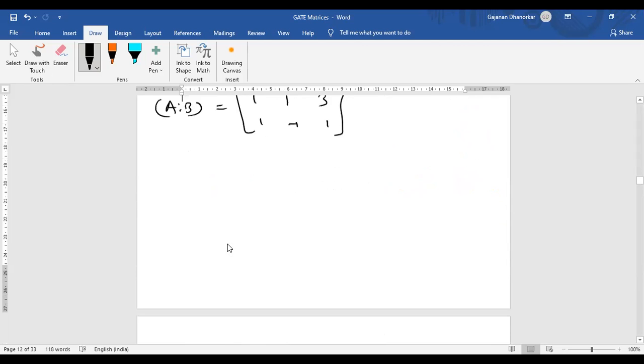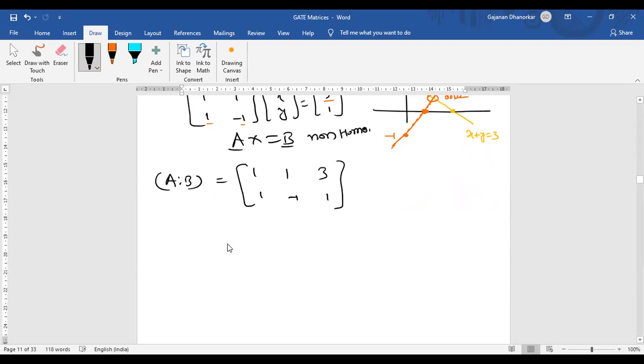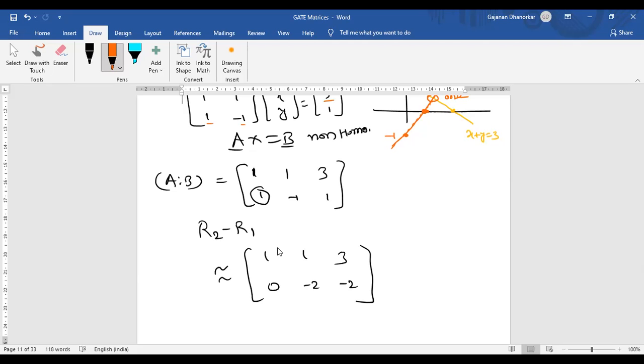We will convert this matrix to echelon form. In echelon form, the element below the first element has to be made zero. For this transformation I will use R2 minus R1. What we are getting: 1 1 3, 0, here is minus 2 and here is 2. Is this your echelon form? Yes. Echelon form says the element below should be zero, and the first element is non-zero.